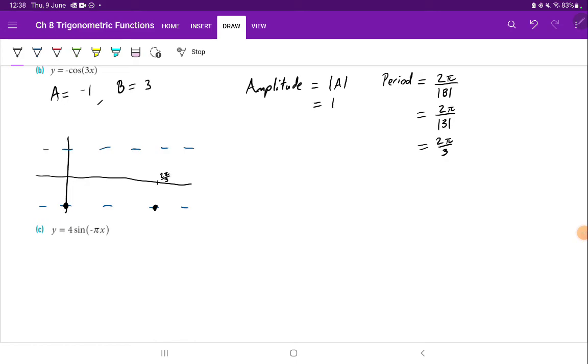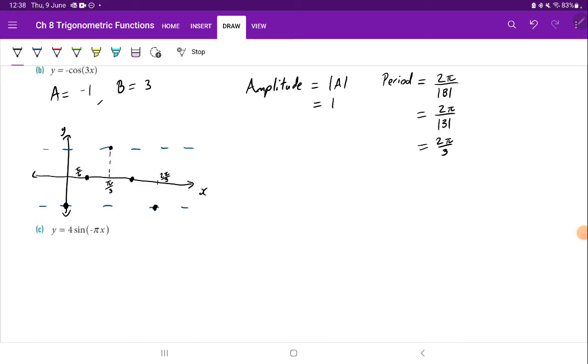Alrighty, so now we need to draw the points in between. So it's going to go minimum, middle, maximum, middle, minimum. Now, where are these values going to appear? Well, halfway between 0 and 2 pi on 3, that's half of 2 pi on 3, is going to be pi on 3. So this is going to happen at pi on 3. Halfway between 0 and pi on 3, we'll divide by 2 again, that's going to be pi on 6.